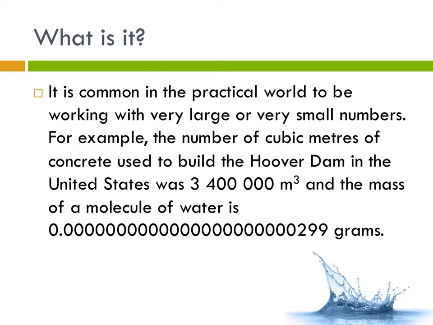For example, the number of cubic meters of concrete used to build a big massive dam, the Hoover Dam for example, was 3,400,000 meters cubed. The mass of a molecule of water is 0.0000000000000000029 grams. A tiny number. So we've got tiny numbers and huge numbers.